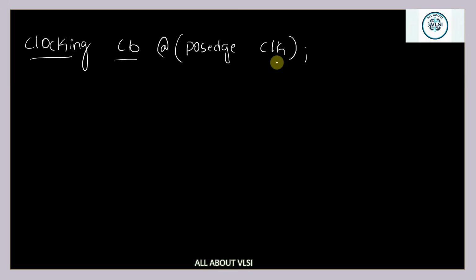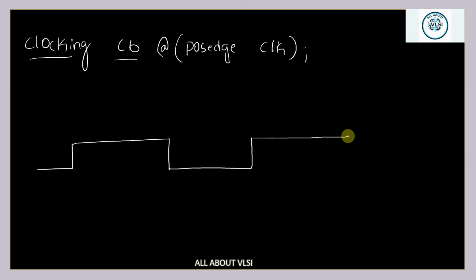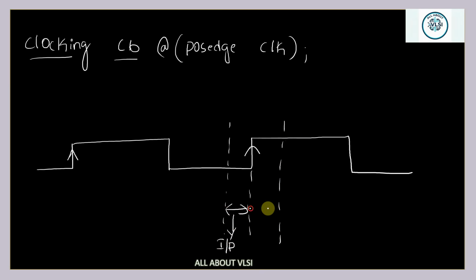Now, here I am going to use something known as input skew and output skew. Let us try to understand what input skew and output skew mean. So this is my clock. Let's say my design is working on the positive edges of the clock. With respect to these positive edges of the clock, this is my input skew, and this is my output skew.